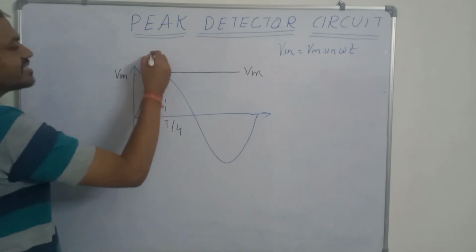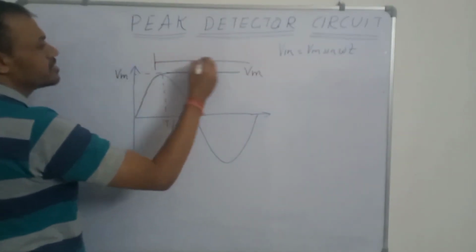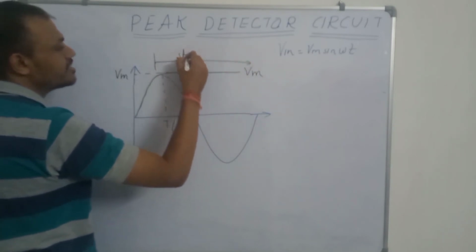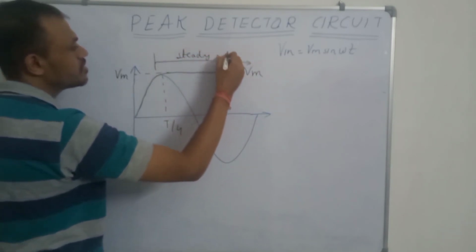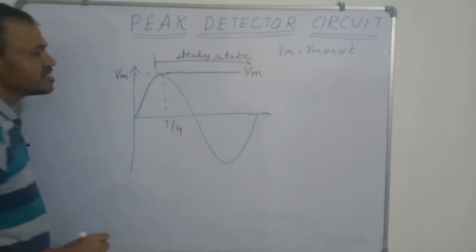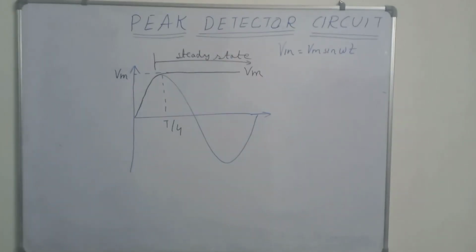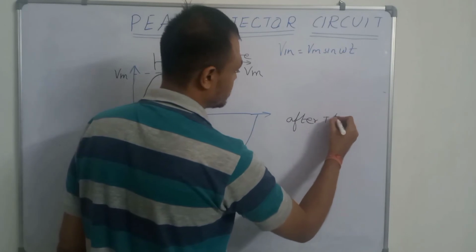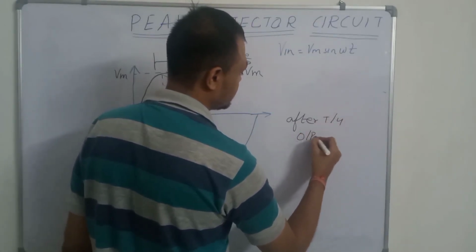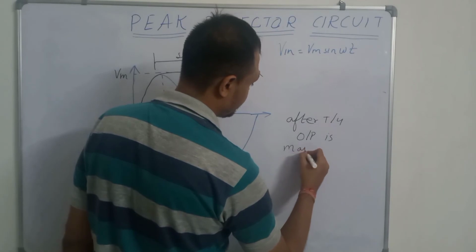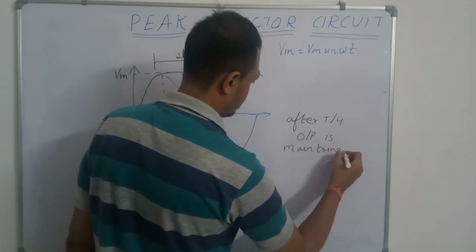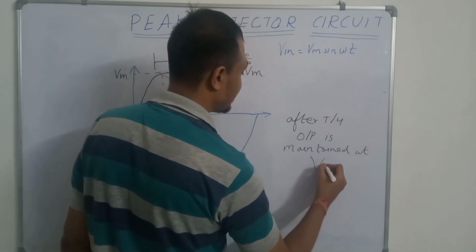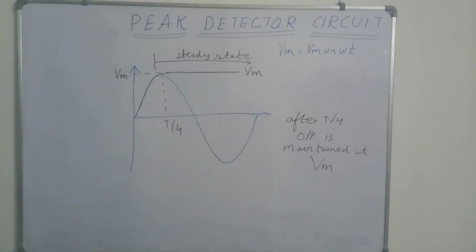So this is called the steady state, because now the capacitor voltage is steady. The capacitor voltage is the output voltage also. So the output voltage, or the capacitor voltage, is at the steady state after T by 4. After T by 4, the output is maintained at Vm.